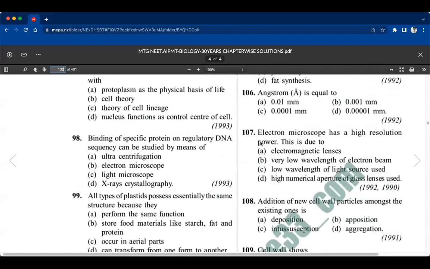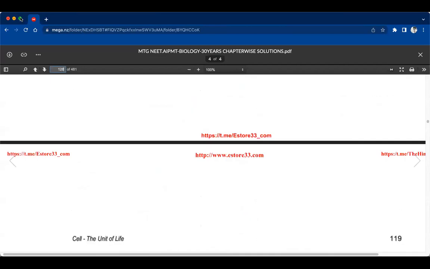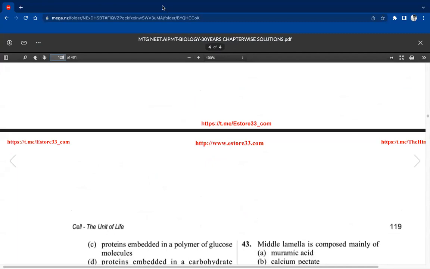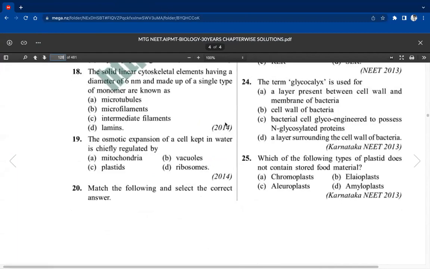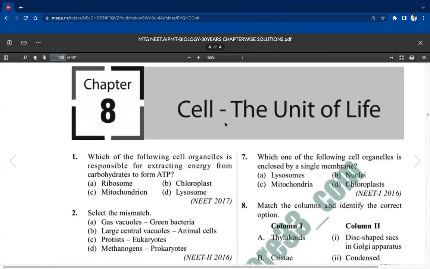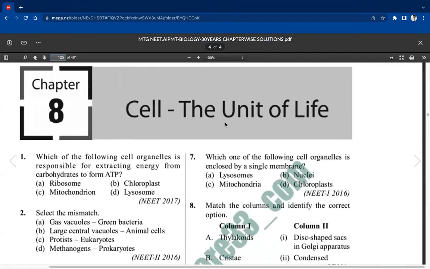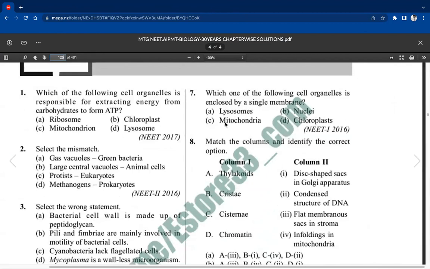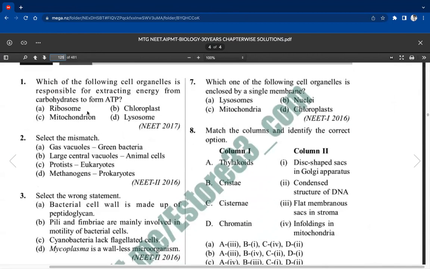So can you see this screen that I'm sharing with both of you? Yes, sir. Yes. So these are previous year's questions which have been asked in NEET from chapter 8. Let me start with the easier one. First question, NEET 2017, it was asked.